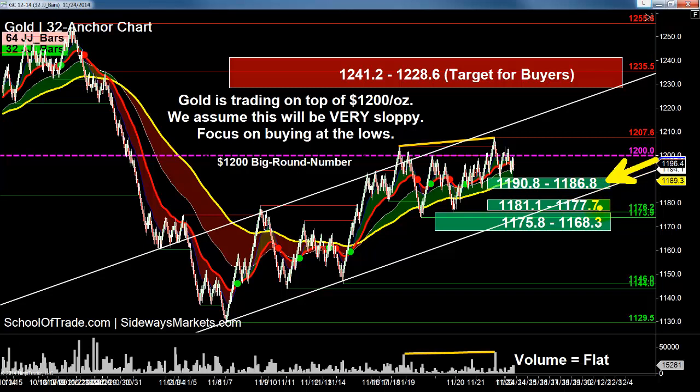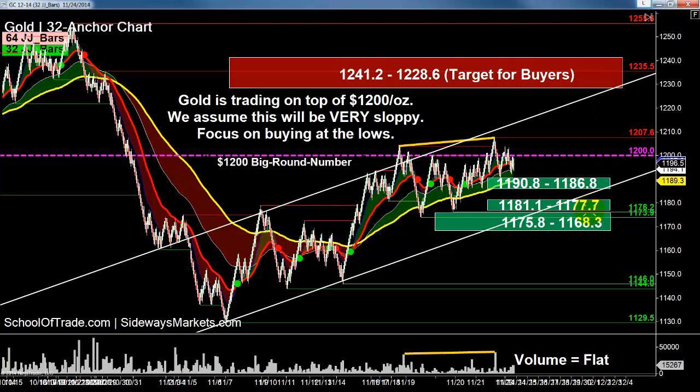Buying 1190, buying 1181, buying 1175, right? These are easy. Just stay patient. Now again, don't be surprised if we get stuck in the mud around this 1200 and then wham, take off the downside and give yourself a fantastic buying opportunity here. Don't be afraid to buy the lows as it pulls back.